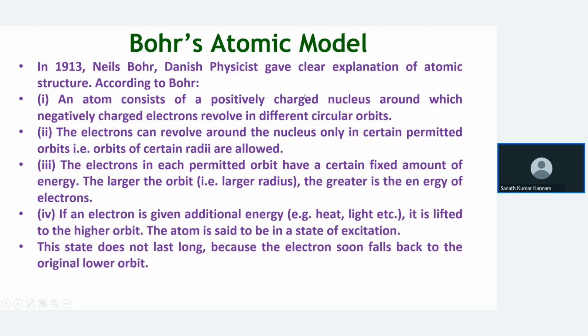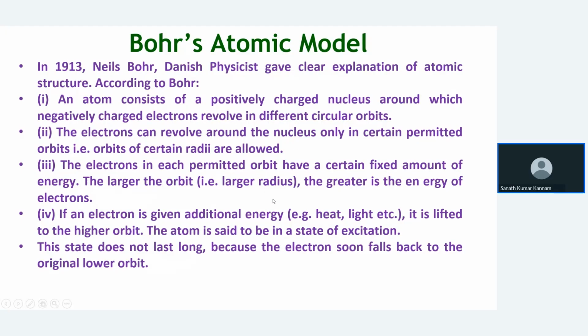That means in the nucleus, what will be there? Protons and neutrons will be there, and protons have positive charge. That's why it is a positively charged nucleus. Around this, electrons will be revolving around the nucleus in which orbit? Circular orbit. And electrons can revolve around the nucleus only in certain permitted orbits. We call these radii. At certain permitted orbits they will move.